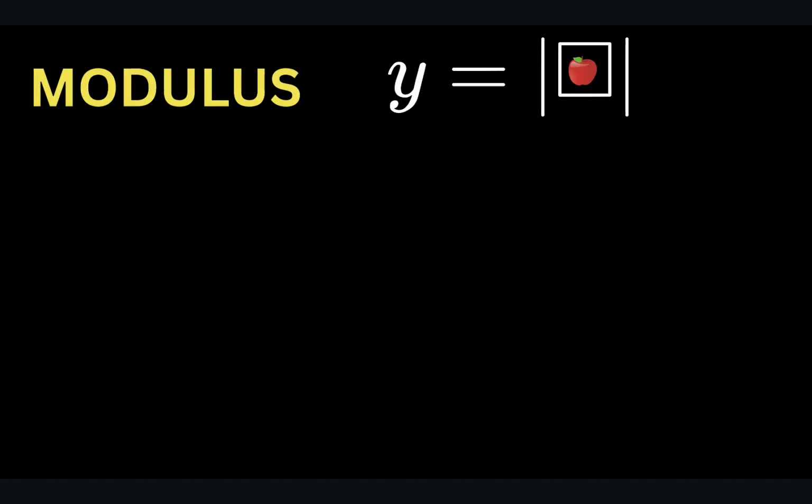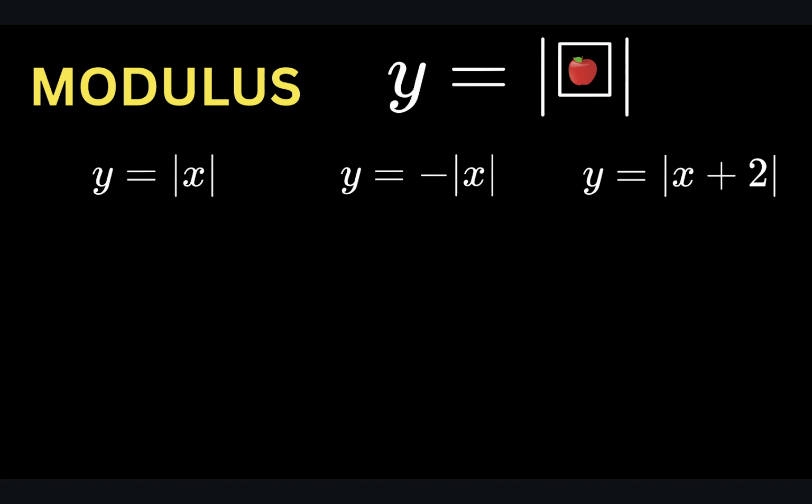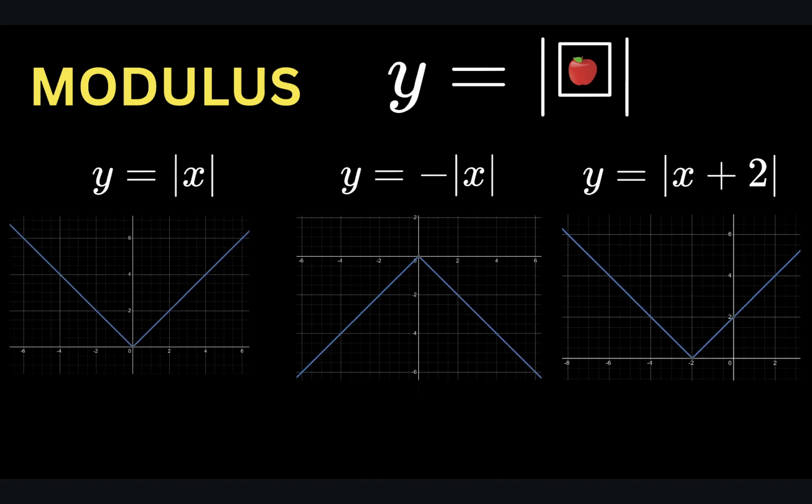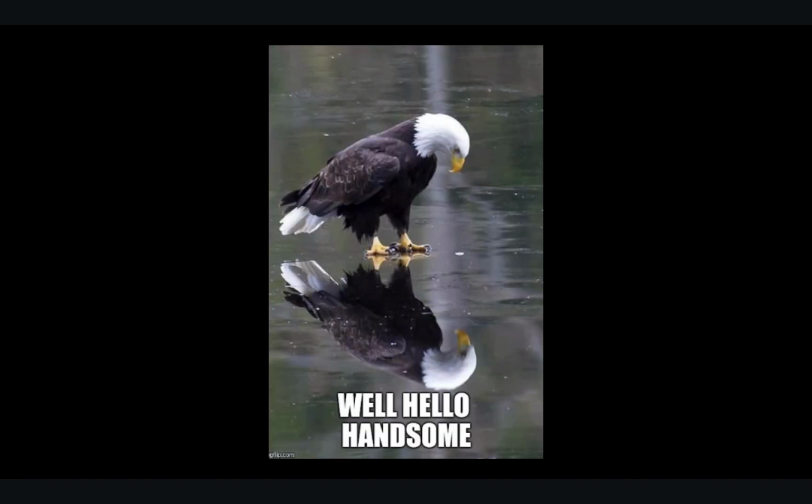Lastly, we have the modulus graph. Remember, it just turns all the negative values into positive values. So, as you can see, the first and second graphs are just reflections along the x-axis. So it means that whenever you multiply a graph by negative, it just reflects the graph along the x-axis.